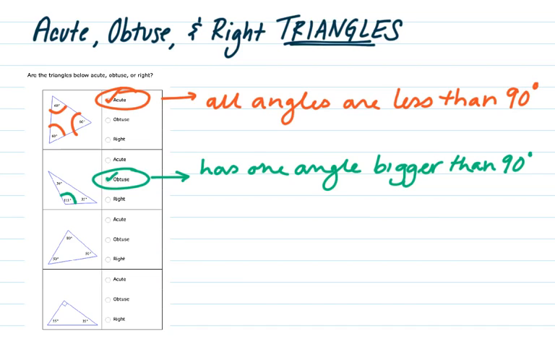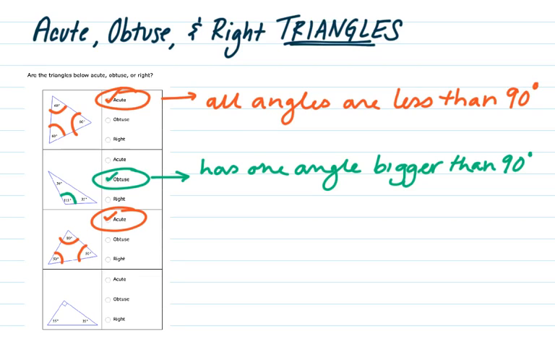Okay, let's look at the third one. The third one, well, I'm going to actually use the orange color because it's just like the first one. This angle's less than 90, this is less than 90, this is less than 90. So again, it's an acute triangle.